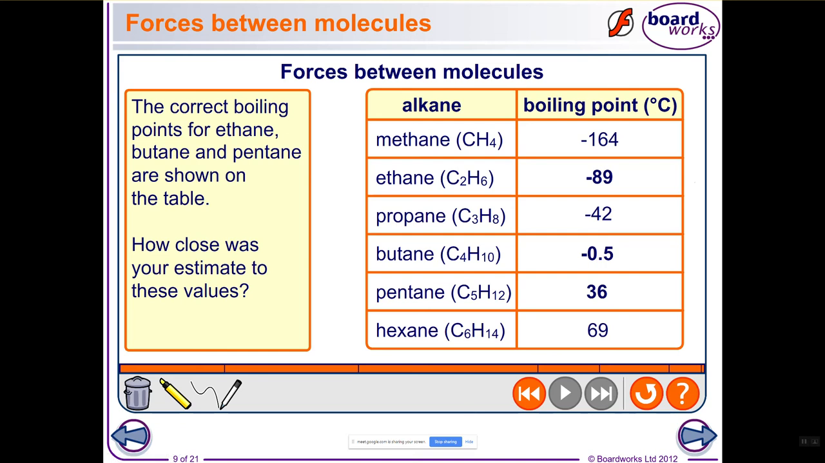You quite often, guys, will get asked to do this in your exam. It will give you the boiling points of 2 of the alkanes, and then it'll ask you to guess, or it won't say guess, it will say figure out the boiling point of the middle value.